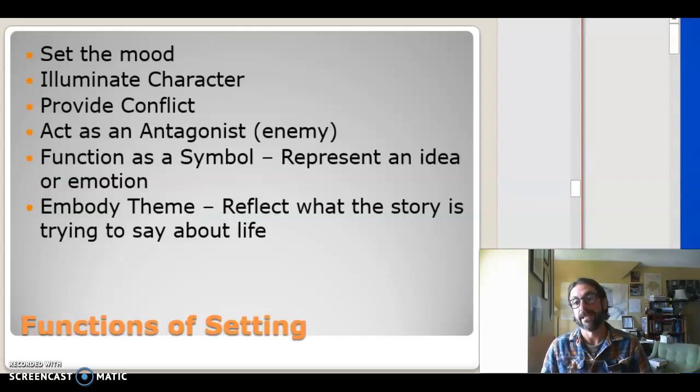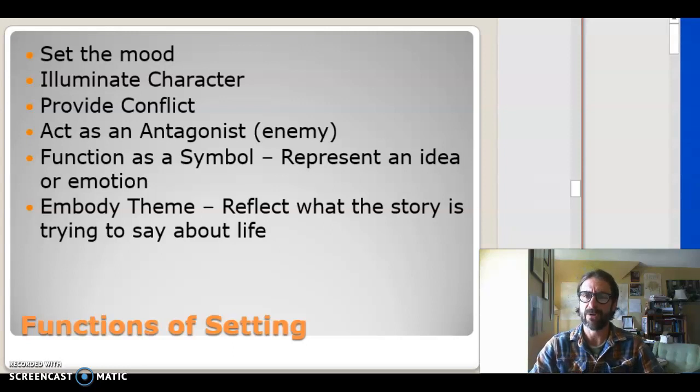Now, finally, something that I think is really important to think about when you're thinking about setting is not only the details that the author uses, but the reason why the author is using the setting, the function of the setting, how the author is using the setting. And here are some ideas about that. An author could set the mood with the setting. Certainly The Interlopers, set on the darkest evening of the year, sets a particularly tense and dramatic mood.